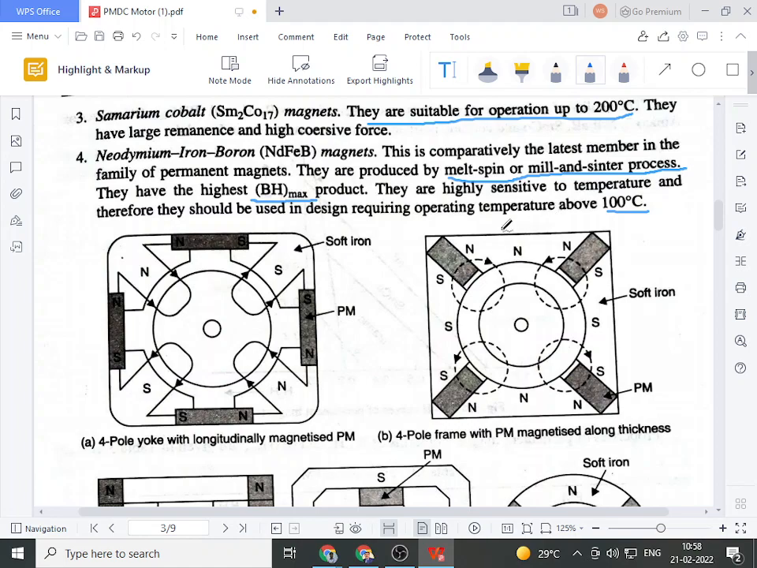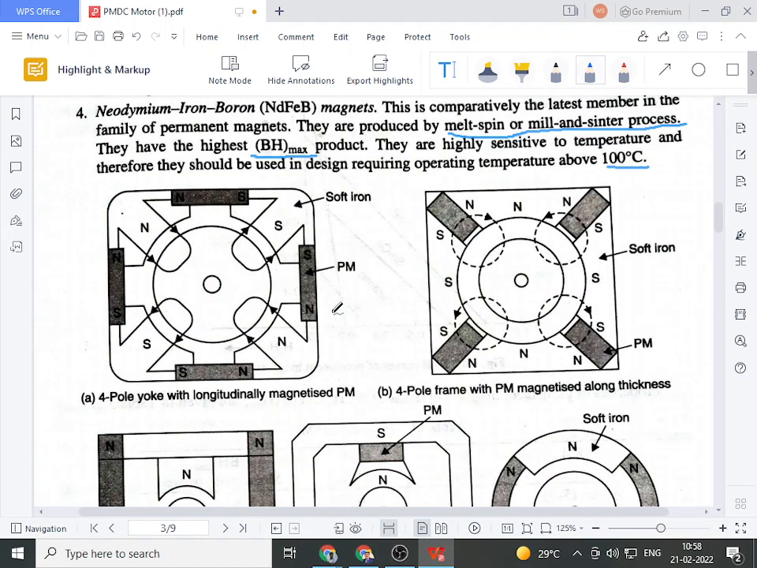Now these are the various constructional features or construction differences of your stator structure. If you look at this stator structure, it is the four pole yoke with the longitudinally magnetized permanent magnets. That depends upon the placement of these permanent magnets. Four permanent magnets are there, therefore it is a 4 pole structure. This is a 4 pole frame with the permanent magnets magnetized along thickness.